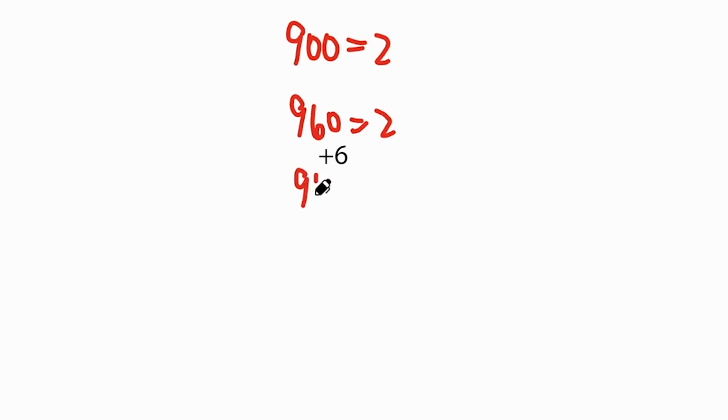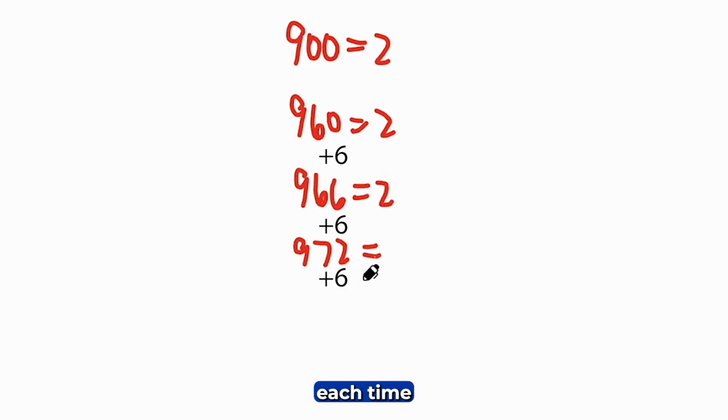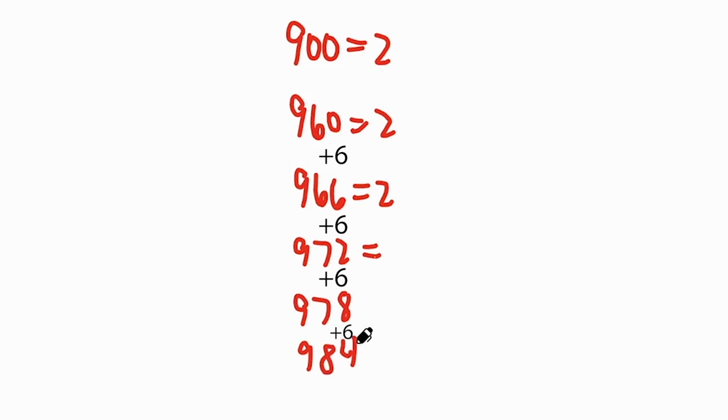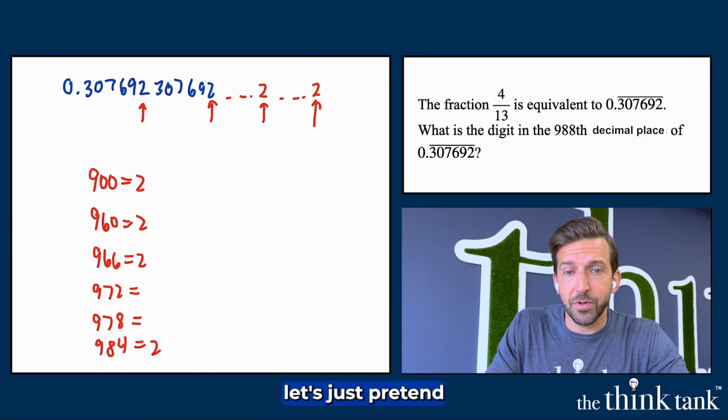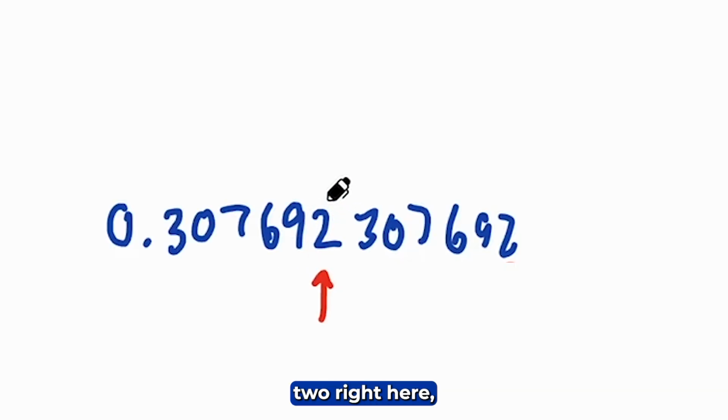So that means the 966th digit is going to be a 2. The 972nd digit is going to be a 2. See, I'm just adding 6 each time. The 978th digit is going to be a 2. The 984th digit is going to be a 2. I just keep adding 6 each time. Every one of those is going to be a 2. Well, let's think about it now. If the 984th digit is a 2, let's just pretend that we're talking about this 2 right here. The 984th digit is this 2.